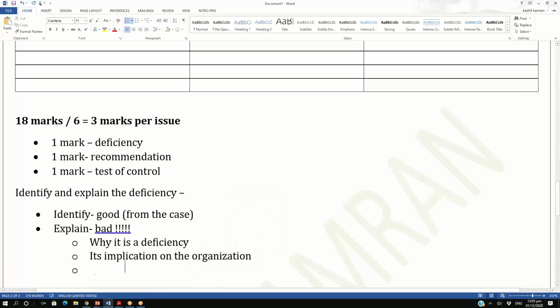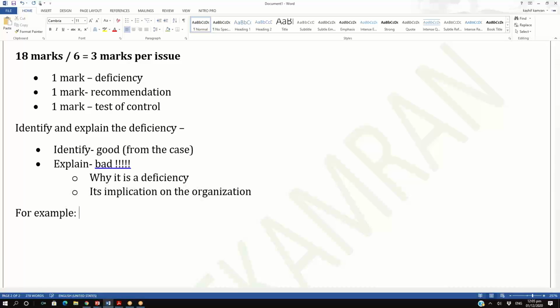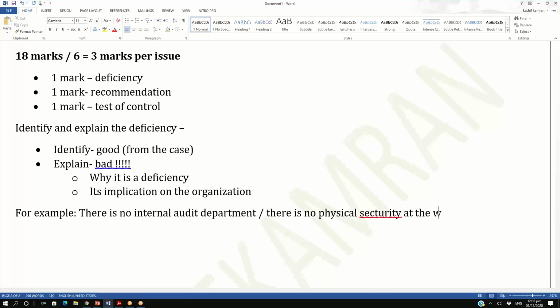Let me illustrate. For example, you're reading a case, which says there is no internal audit department. Or the case says there is no physical security. There is no physical security at the warehouse. Something like that. Now, when you're reading the case and you're solving, you identify, right? There is no physical security. Now, when you're answering your question, there is no physical security at the warehouse, for example.